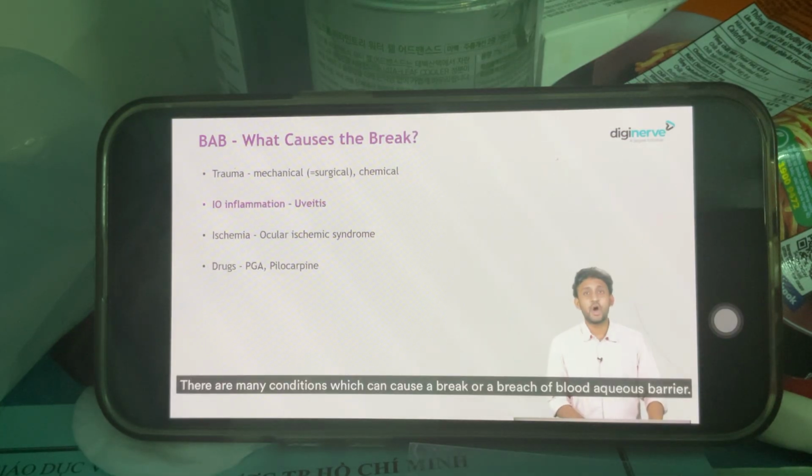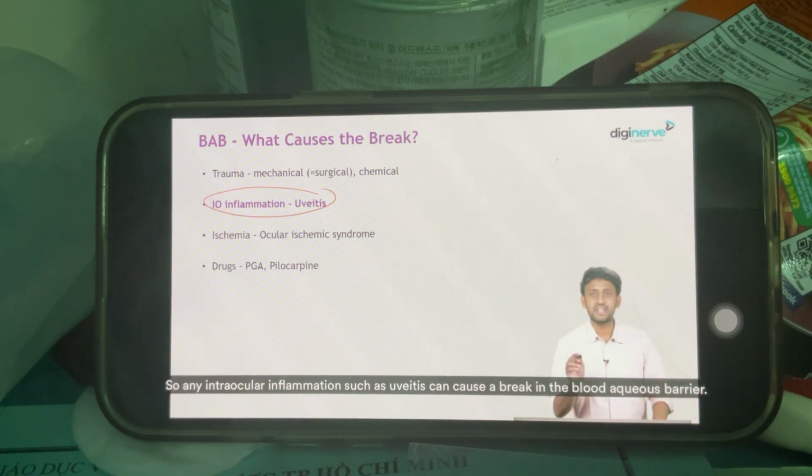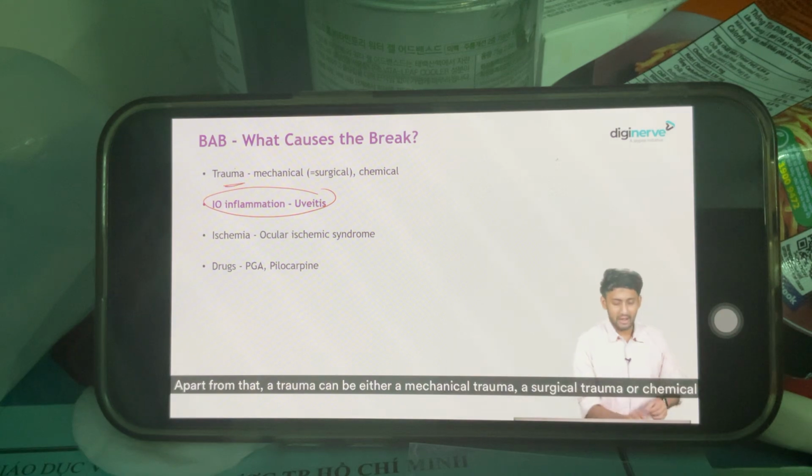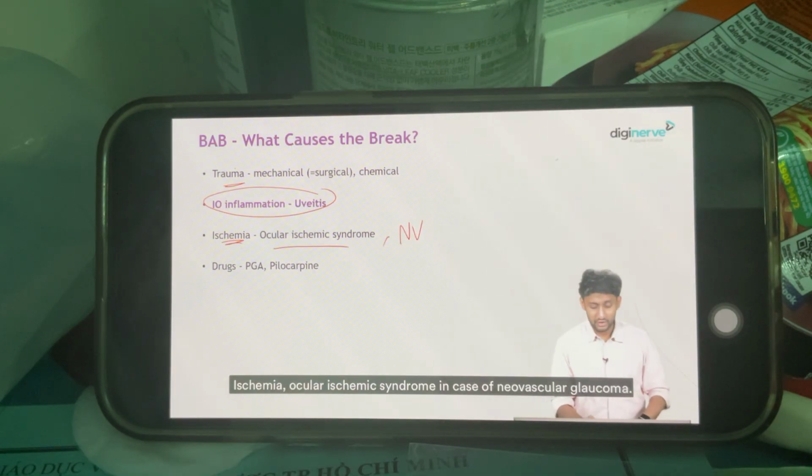There are many conditions which can cause a break or a breach of blood aqueous barrier. So one important thing we saw was uveitis. Any intraocular inflammation such as uveitis can cause a break in the blood aqueous barrier. Apart from that, trauma, either mechanical, surgical, or chemical, can again cause breakage of this blood aqueous barrier. Ischemia, such as ocular ischemic syndrome in case of neovascular glaucoma.